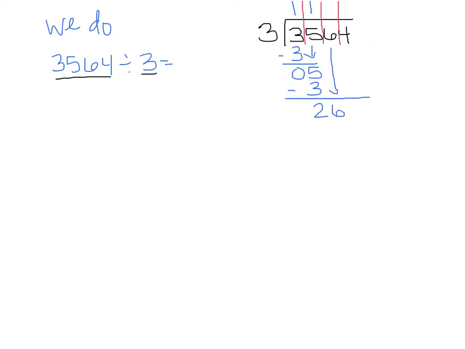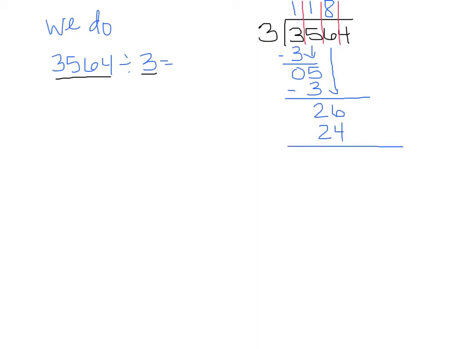And now we have 26. So we ask ourselves, how many times can I count by 3 and get as close to 26 as possible without spilling over? Well, 3 times 7 is 21. 3 times 8 is 24. 3 times 9 is 27, and 27 is too high. So it's got to be 3 times 8. Knowing your math facts makes a big difference in division. If you don't know them yet, make sure you get to memorizing them. Work on it extra on your own time. 8 times 3 is 24.